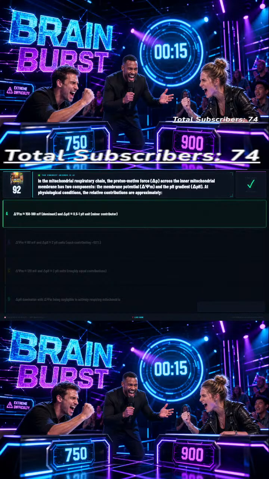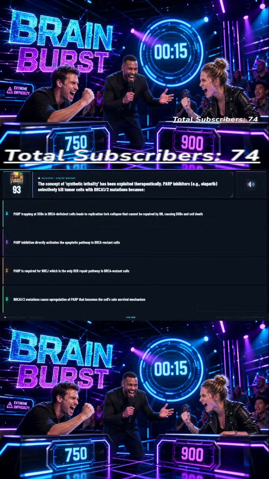Question 93. The concept of synthetic lethality has been exploited therapeutically. PARP inhibitors, for example olaparib, selectively kill tumor cells with BRCA1/2 mutations because: Option A, PARP trapping at SSBs in BRCA-deficient cells leads to replication fork collapse that cannot be repaired by HR, causing DSBs and cell death.